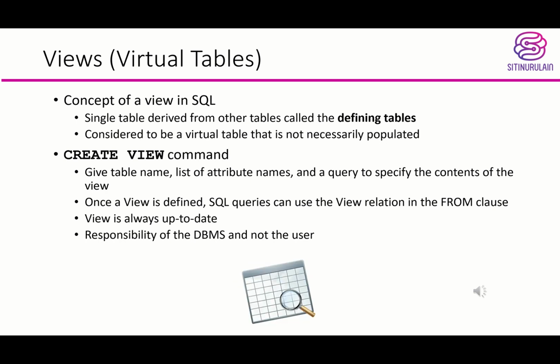A view is a single table derived from other tables called the defining tables. A view is considered to be a virtual table that is not necessarily populated. The create view command gives a table name, a list of attribute names, and a query to specify the contents of the view. Once a view is defined, SQL queries can use the view relation in the from clause. A view is always up to date.